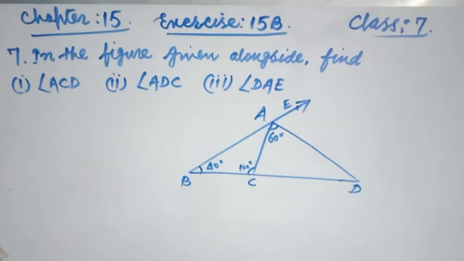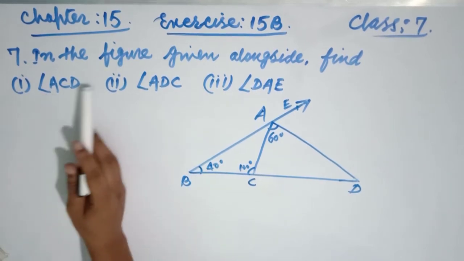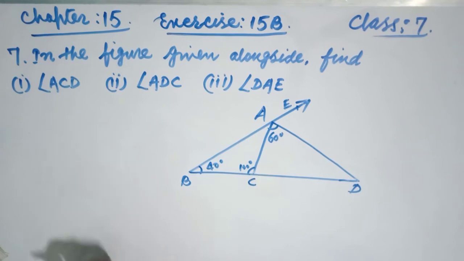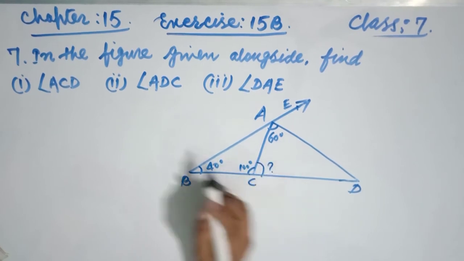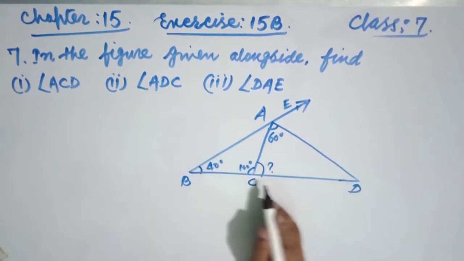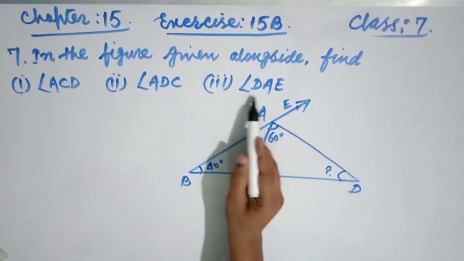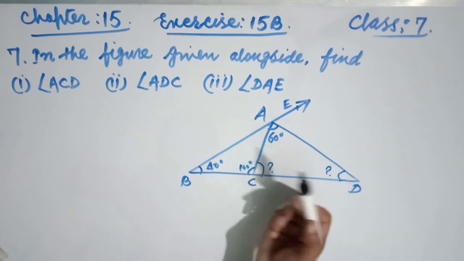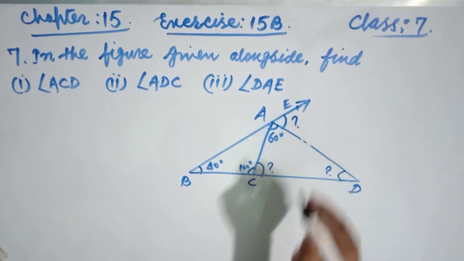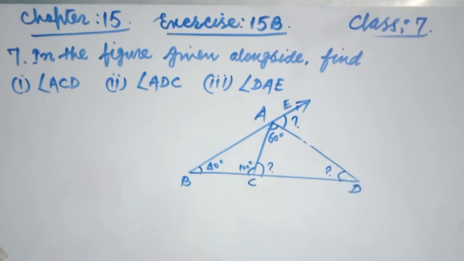Now see friends, question number 7. First look at the figure and try to find out the required points. Here, in the figure given alongside, find angle ACD, this angle, and second angle ADC, this angle, and the third angle DAE, this angle. Okay, we have to find these. Now one by one we are going to find them.